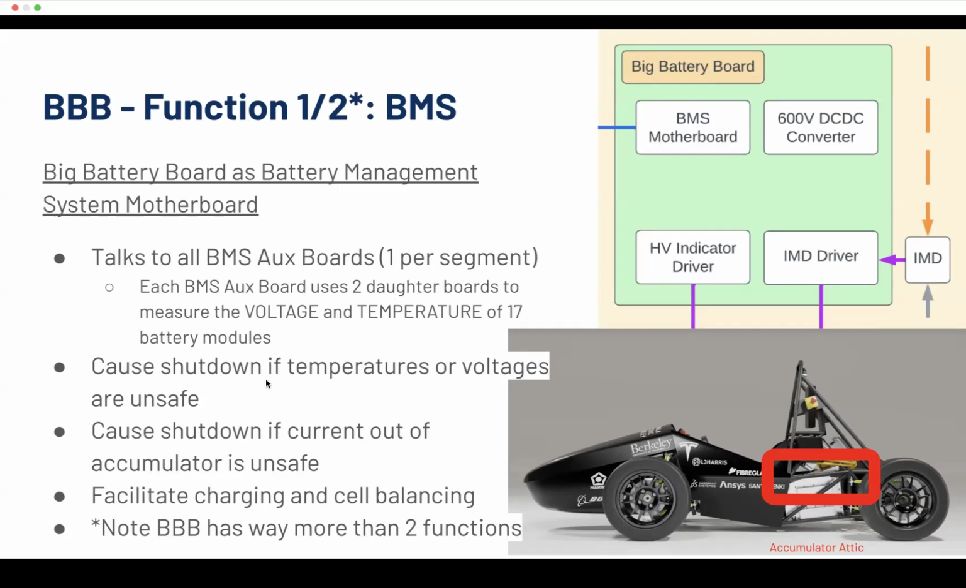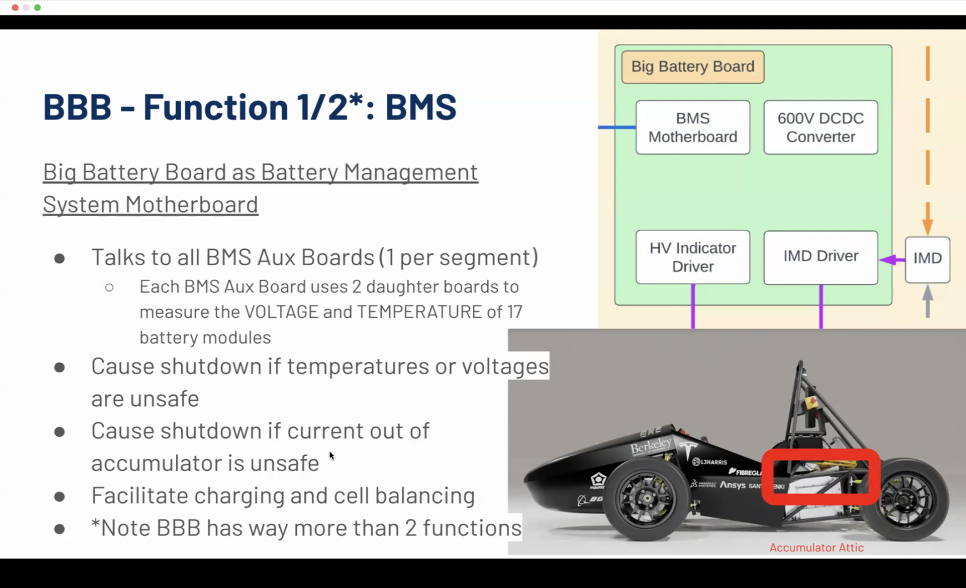It can cause a shutdown event if the temperatures or voltages are outside of a safe operating point, or the safe operating envelope. Aman has been doing a lot of the state diagram for the battery, so he did a lot of the software on this side. If you have more questions about how that all works, you can ask him.